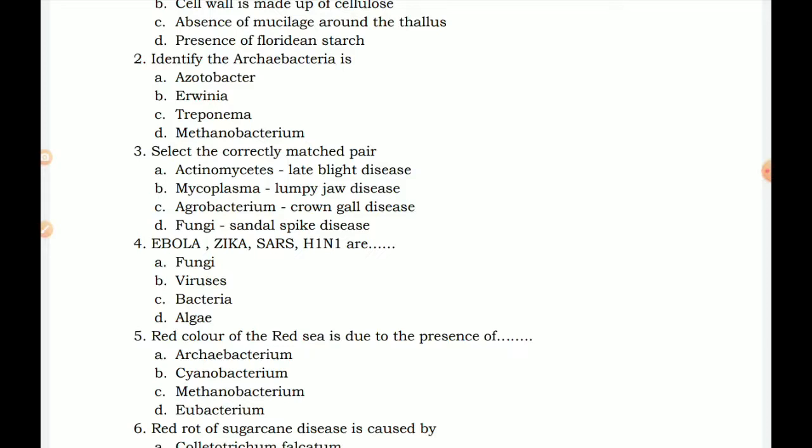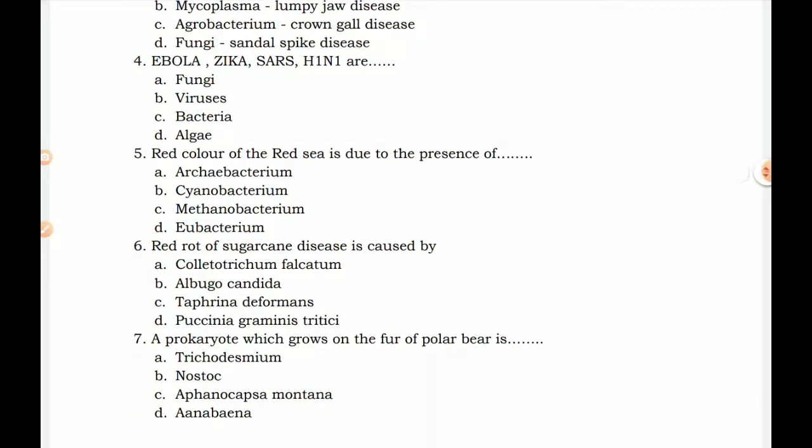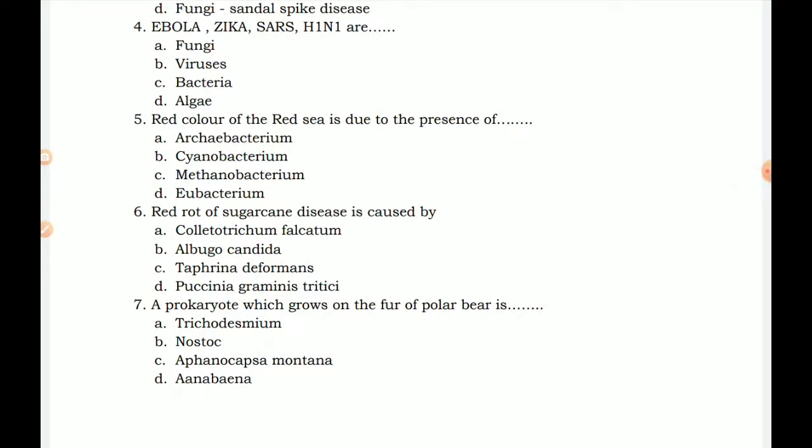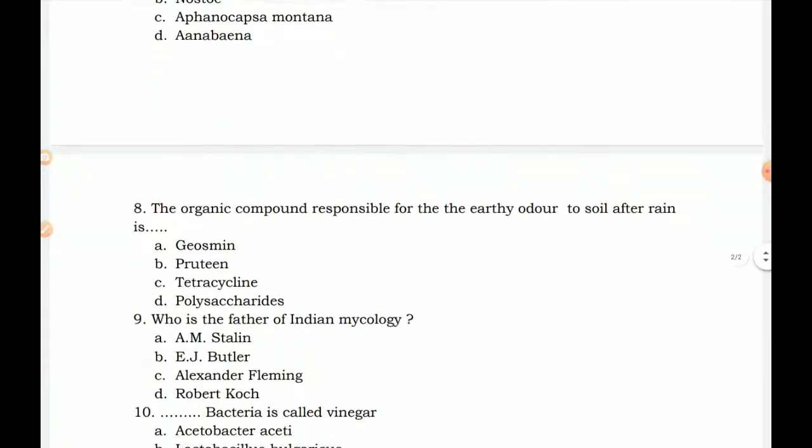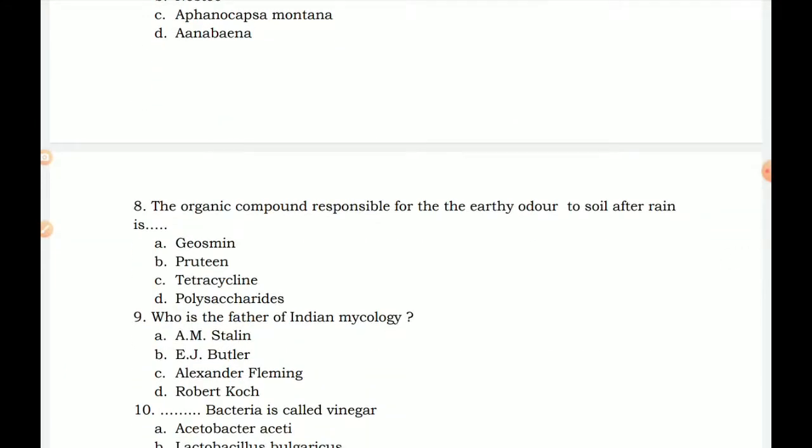What are these? Red color of the Red Sea is due to the presence of. Red rot of sugarcane disease is caused by. A prokaryote which grows on the fur of polar bear is. The organic compound responsible for the earthy odor of soil after rains.